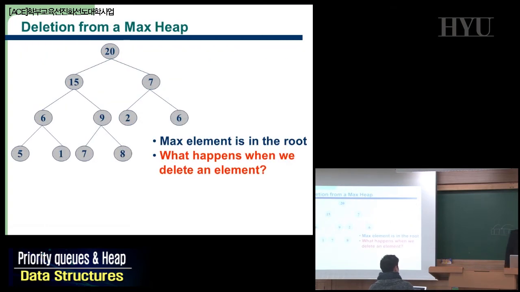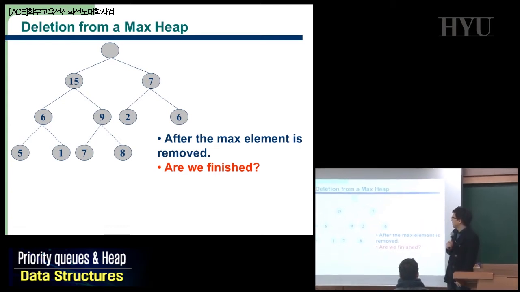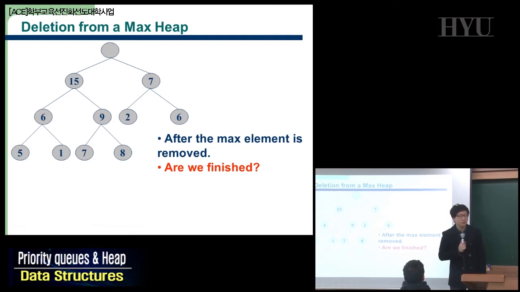So it's pretty much the same process for the deletion part as well. The max element is in the root. What happens when we delete an element? I'd like to delete the root, which is the maximum value, 20. After the max element is removed, what can you do? I need to find a replacement.